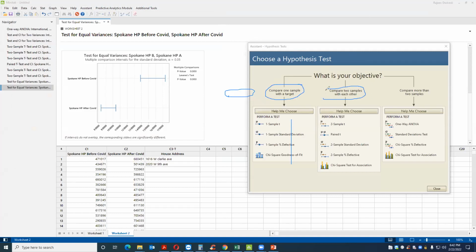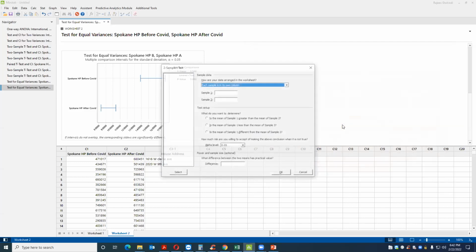Compare two samples with each other. And compare more than two samples. I said you can compare with ANOVA. Based on ANOVA, if you have more than two samples, we are not going there, sorry. So we are just going to stick here: two sample t-test, paired sample, two sample standard deviation or variance. And percent of defect, which you can say is paired, proportion. So I'm going to say two sample t-test.